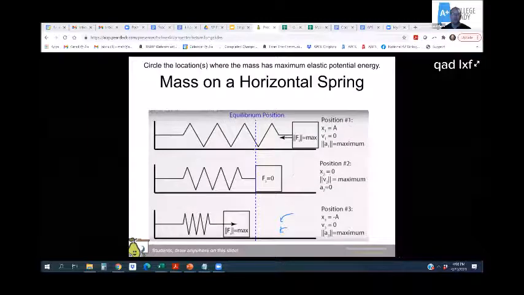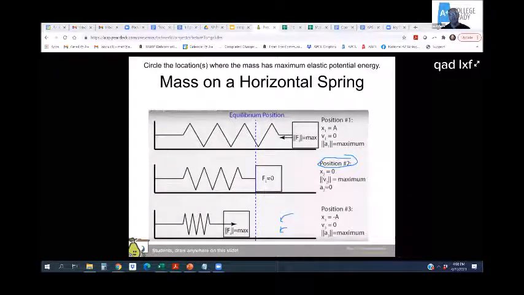All right, so you see the blue line. That's the equilibrium position. So position number 2, the object is at equilibrium. Equilibrium means the spring is at its normal, natural, unstretched, uncompressed length. Notice that when that's the case, the restoring force is 0 because the object is already at equilibrium. The acceleration is 0 because there's no net force acting on the object.